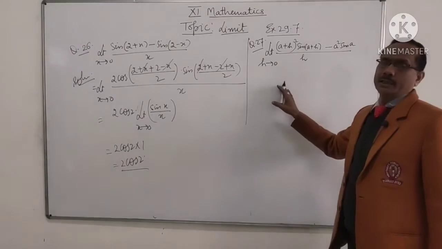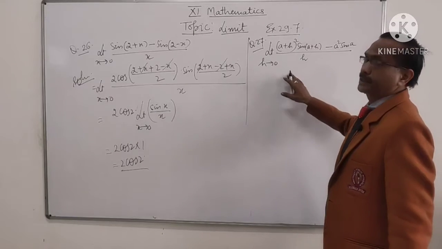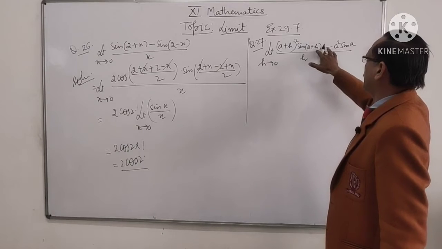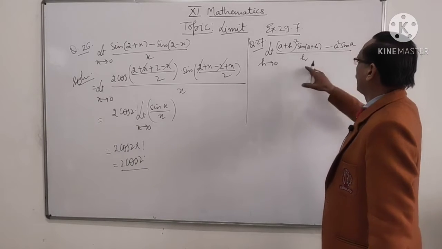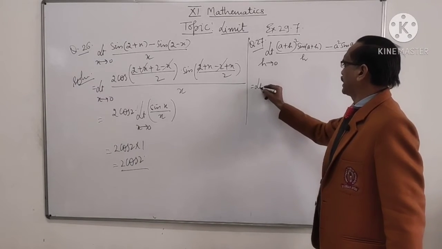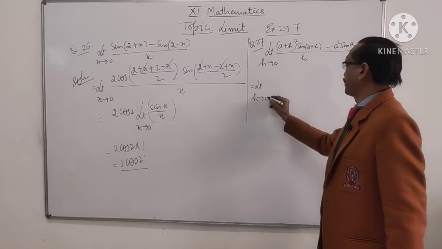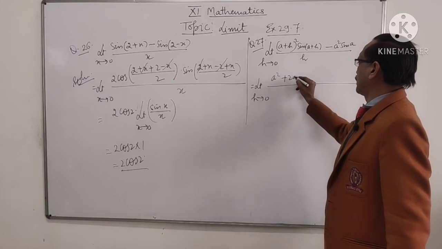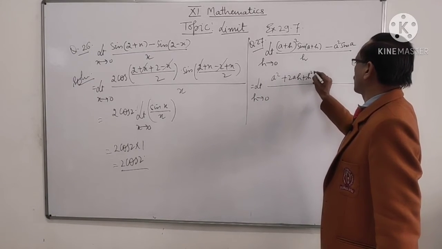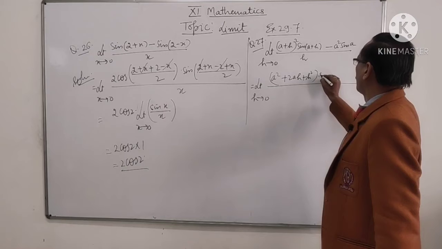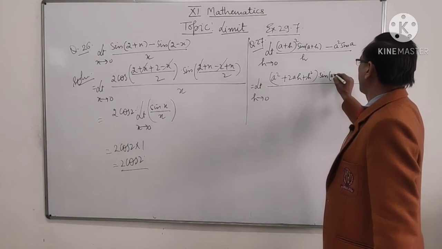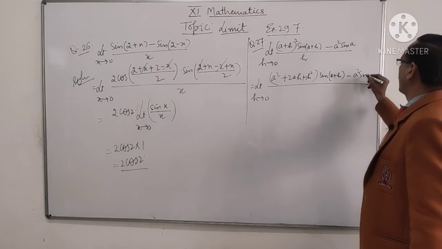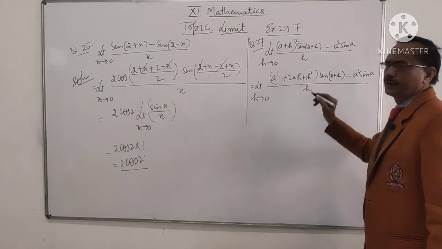Now next is question number 27. Limit h tends to 0 of (a plus h) whole square sin(a plus h) minus a square sin a divided by h. Make the whole square, so it is a square plus 2ah plus h square into sine of a plus h, minus a square sine a upon h.